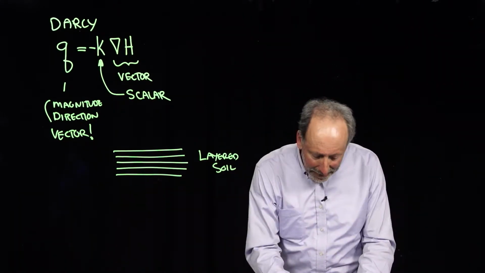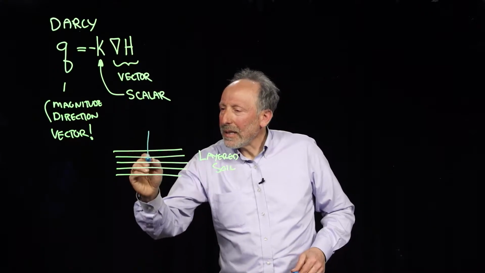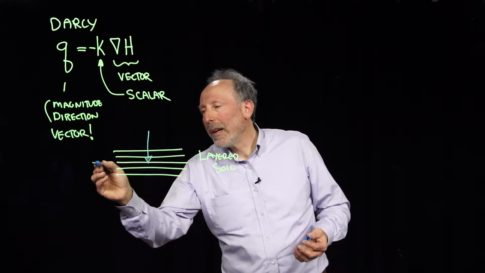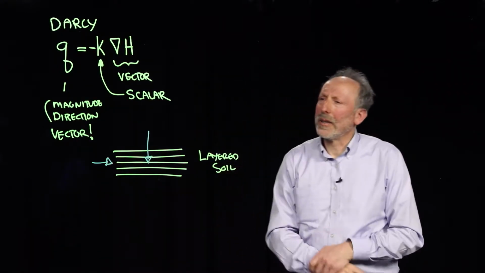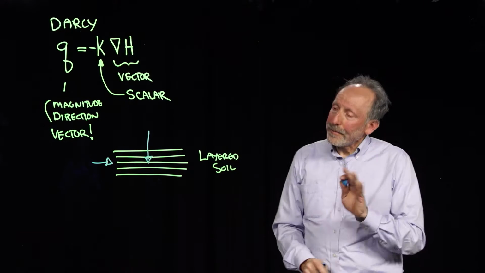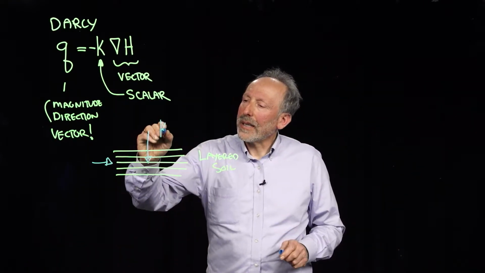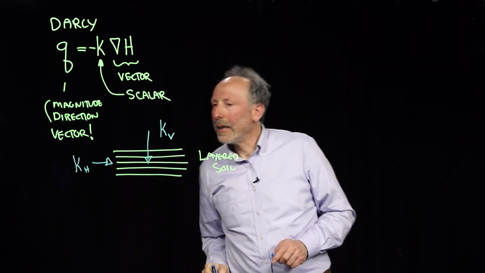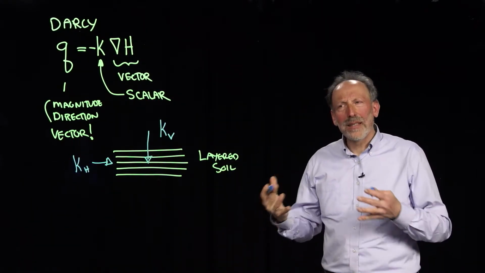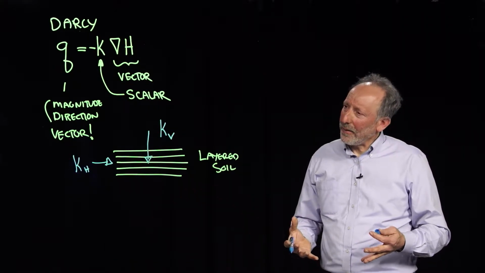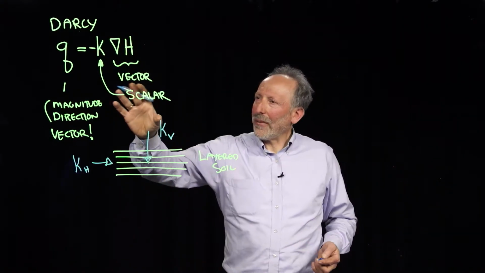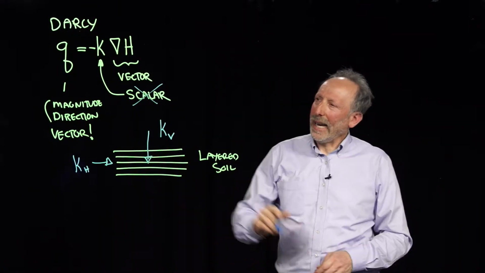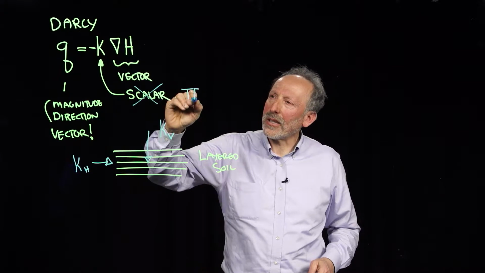Now what we can see is that the resistance to movement of water across the layers is generally higher than the resistance with the layers. So how do we describe that? What we essentially have is a K in the vertical direction and a K in the horizontal direction. And so we have this directionality in conductivity. And it turns out what we have to do is get rid of the description of K as a scalar and represent it as a tensor.